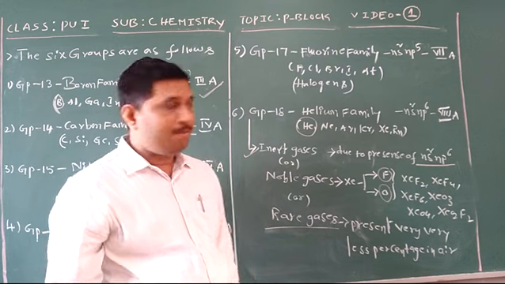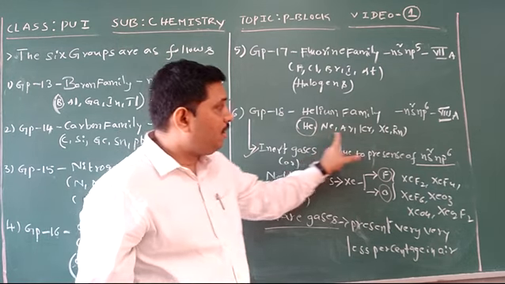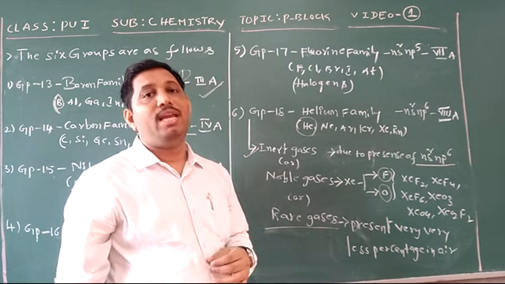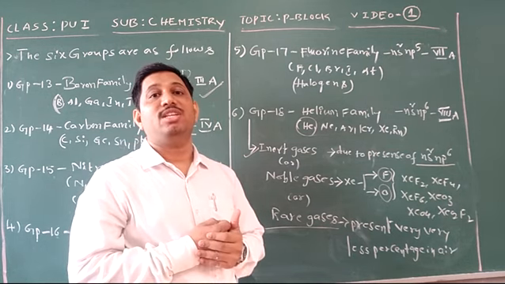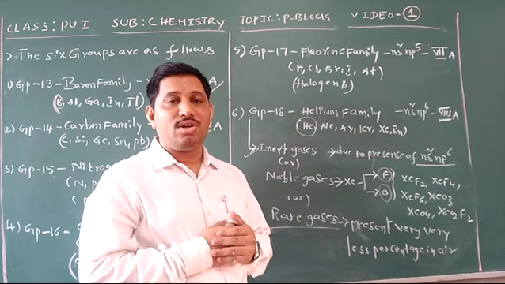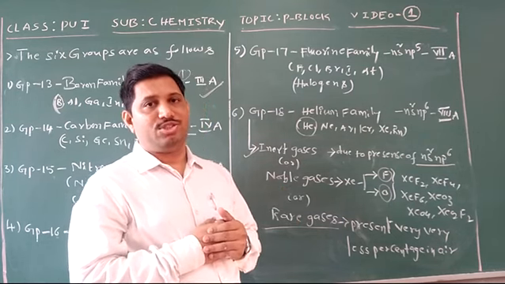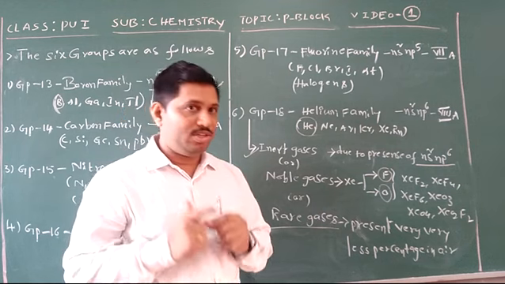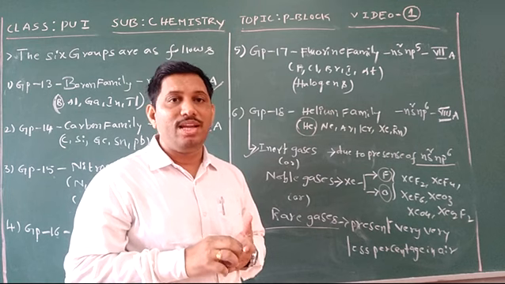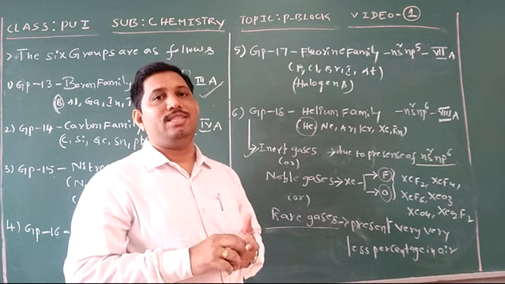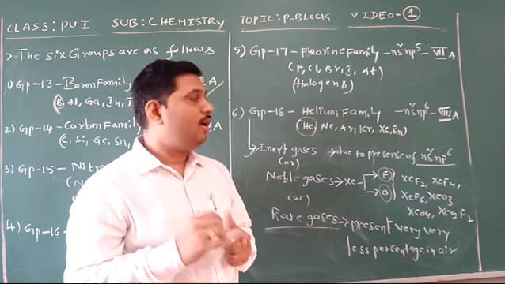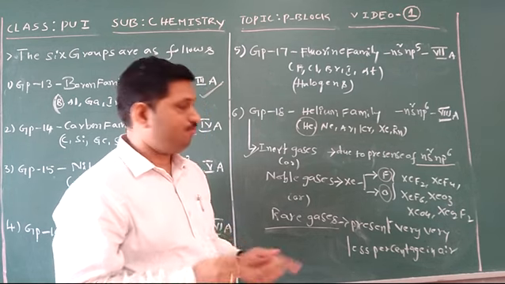One important point, student: in group 18, all the elements are present in the gaseous state. The only group in which all the elements are present in the gaseous state is the inert gases. No other group contains all elements in the gaseous state. In examination, they will ask, student, which of the following groups contains only gaseous elements? That is the inert gases: helium, neon, argon, krypton, xenon and radon. Copy this, student.